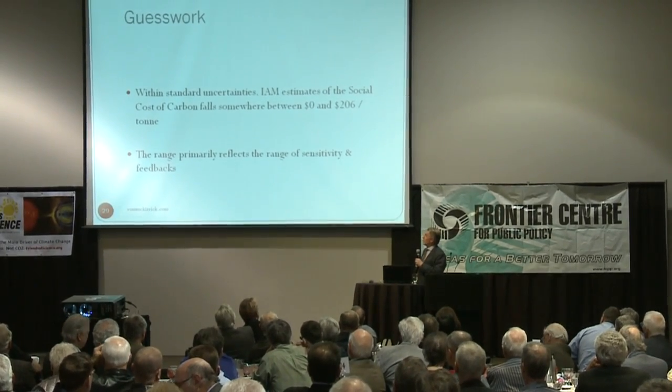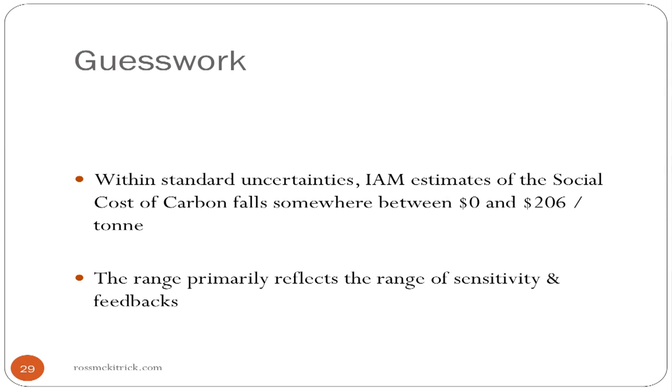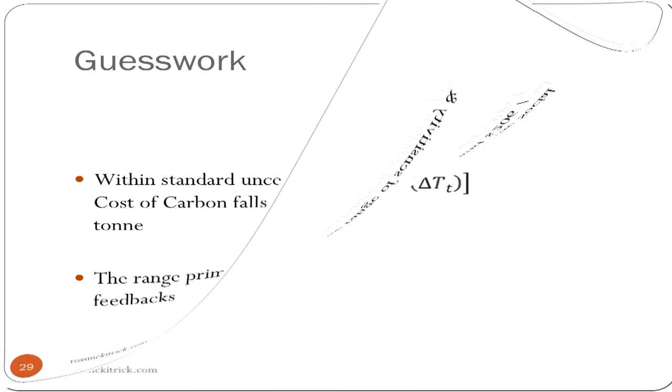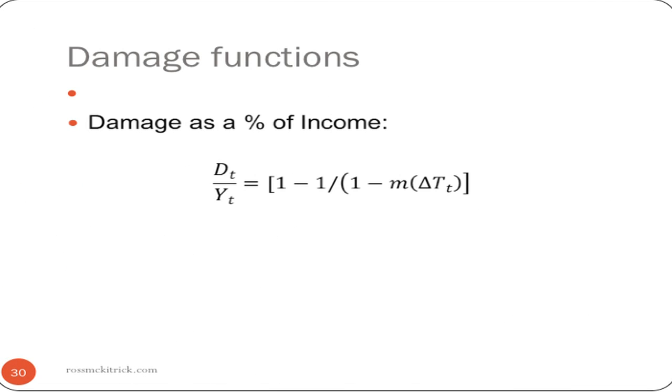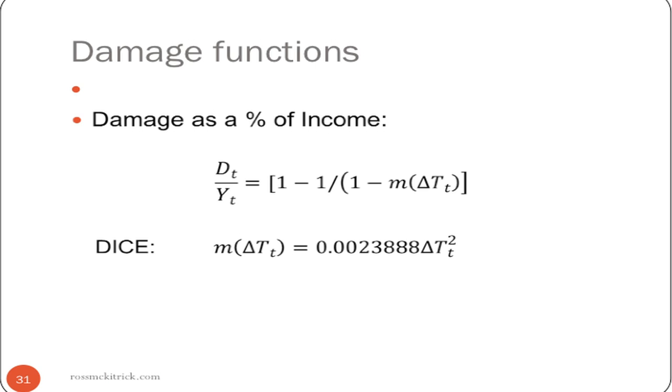The range there is primarily a function of the sensitivity and feedback estimates. If we went with an extremely low discount rate, the range would only fall to between $11 and $206 per ton. So it's really the sensitivity and the feedbacks. Now, I have to show you a little bit of math here. Don't worry if you don't follow it too much, but the damage function, this is from the DICE model, as a percentage of income. So D is the damages, Y is income, and that is just a simple function, and delta T in the brackets there, that's the change in temperature. So in this particular model, whether temperature goes up or goes down is a bad thing. The world was perfect back in 1850, and warming or cooling is bad.